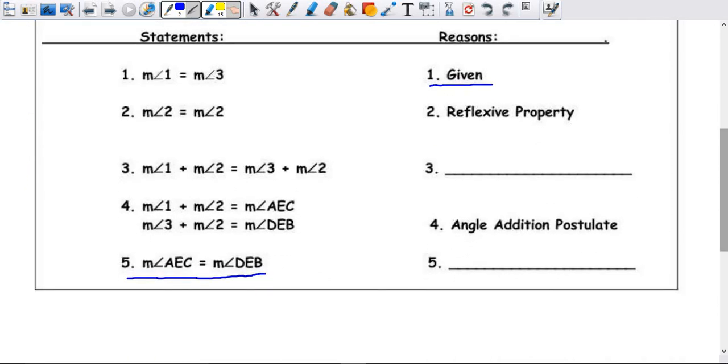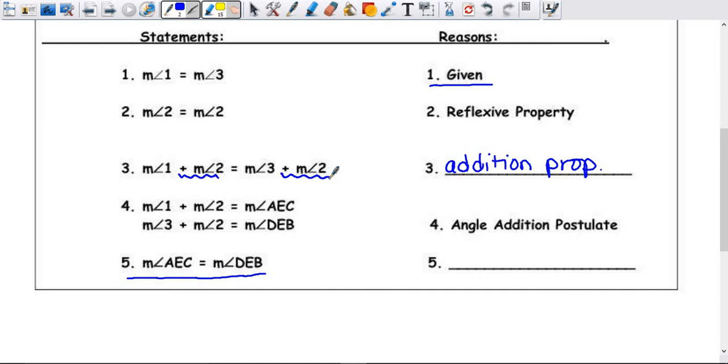All right, now we've got the measure of angle 1 plus the measure of angle 2 equals measure of angle 3 plus measure of angle 2. This would be the addition property. Even though it's not numbers like we're used to with algebra, we went ahead and added the same thing to both sides of our equation here. We added the measure of angle 2.